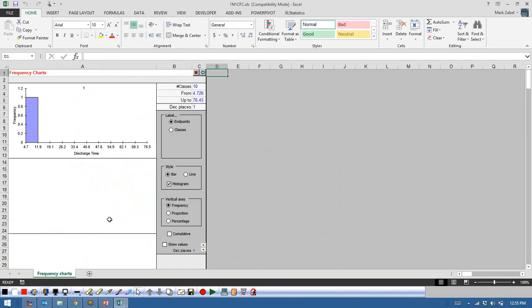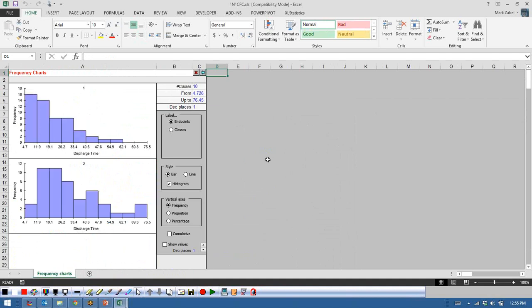Takes a little bit of time to do this. Come on, there we go. So what do you think? These are two different histograms. What do you think? Do you think that there's differences in the discharge times?